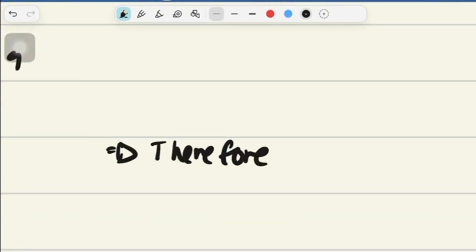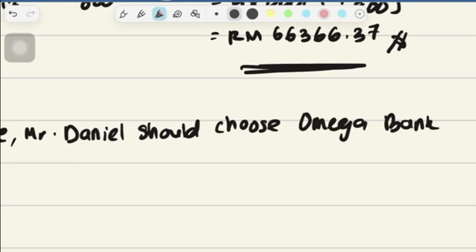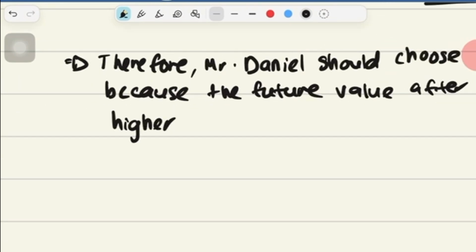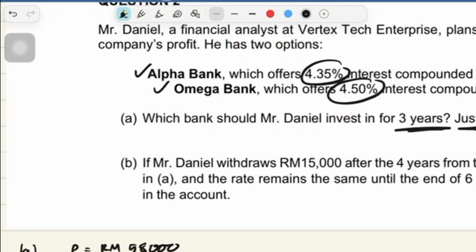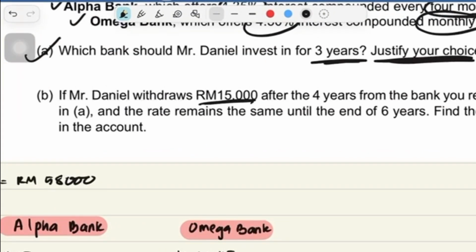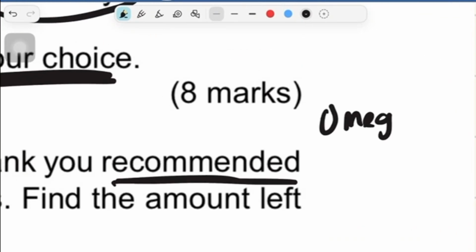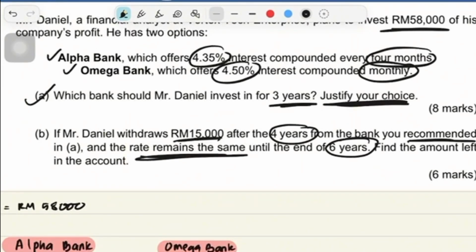So the final answer is Mr. Daniel should choose Omega Bank because the future value, which is the S value, is higher than Alpha Bank after 3 years. And then the next question asks if Mr. Daniel withdraws 50,000 ringgit after 4 years from the bank you recommended, which is Omega Bank, and the rate remains the same until the end of 6 years.